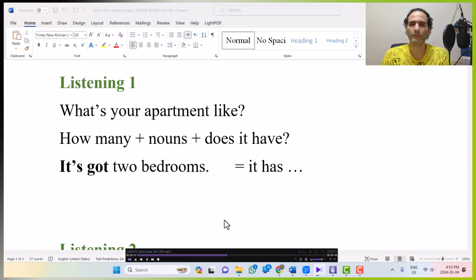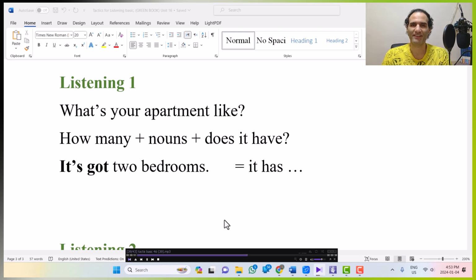A living room and a huge kitchen and a bathroom. Sounds great. So, when can I come and stay with you? Beautiful.